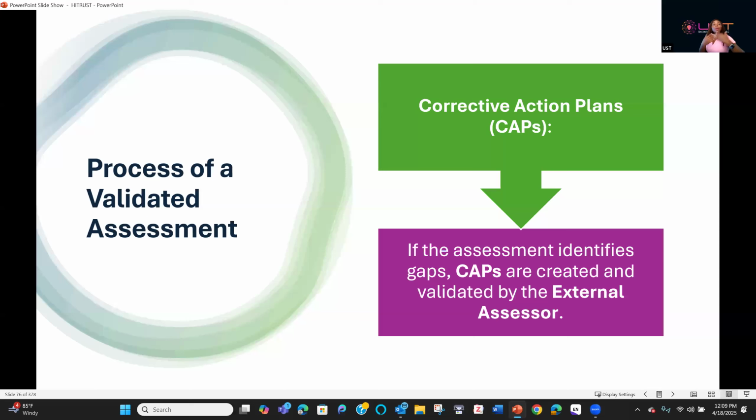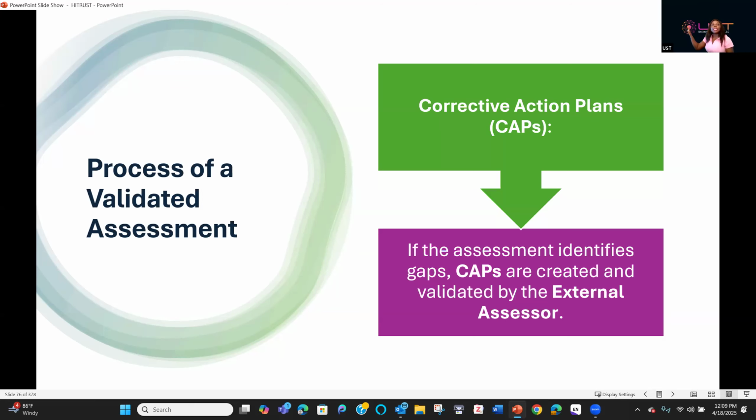Now here they come with corrective action plans, right? Based on the report, whatever they've seen based on their findings. If the assessment identifies gaps, the corrective action plans are created and validated by the external assessor. So once they've done it and there are any gaps or weaknesses, then these gaps will be created by the external auditor themselves and validated by them.